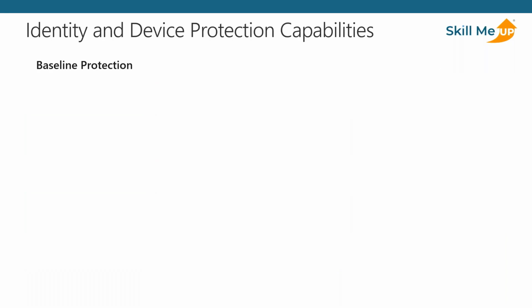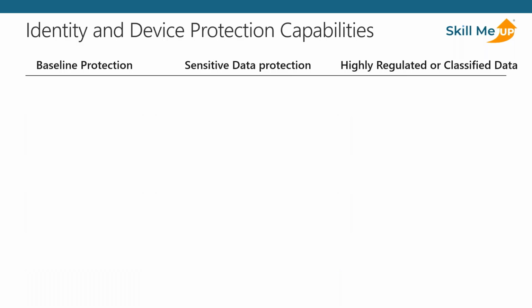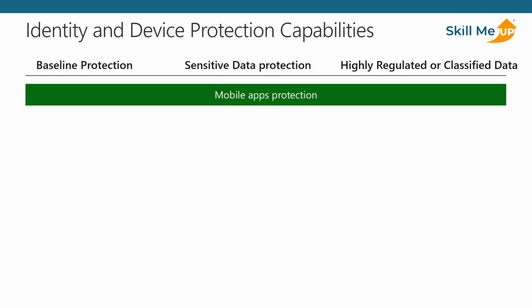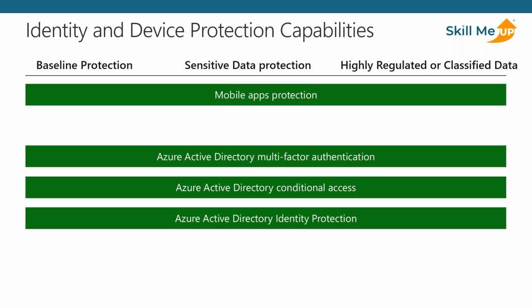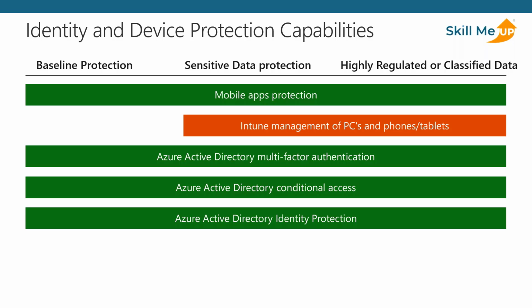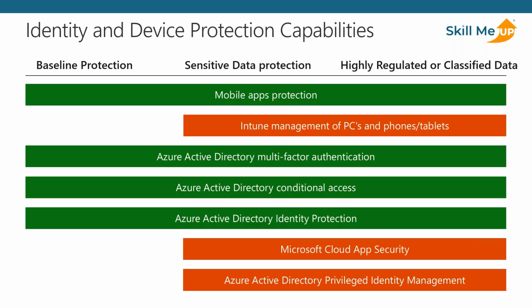First off, if we look at these 3 tiers again, if we talk about device protection capabilities and identity, our base ones spread across all the 3 different types. For baseline protection, sensitive protection, and classified protection, we have mobile app protection, so MAM. We have multi-factor, conditional access, and then identity protections. If we're looking at the higher end, where we have sensitive data and classified data, then we're going to utilize Intune management, cloud app security, and privileged identity management. From the baseline protection, we can then just use Intune management for all of those.